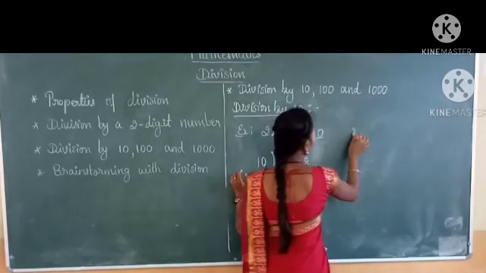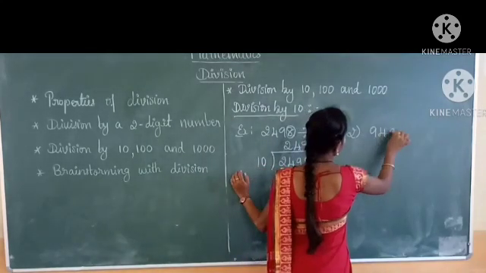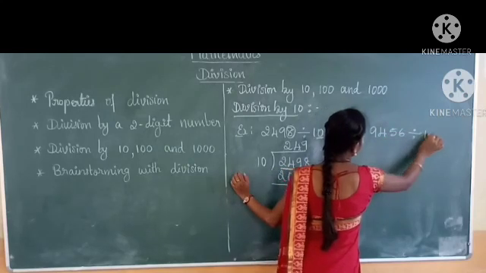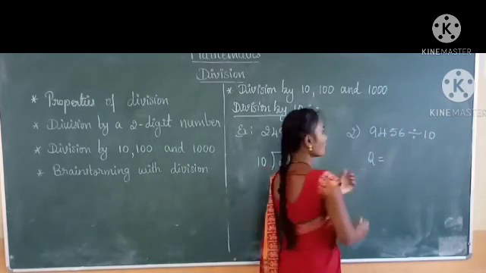For example, 9456 divided by 10. So here the quotient is how much?